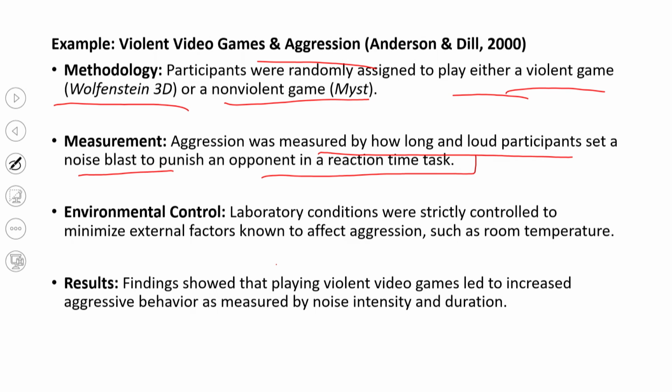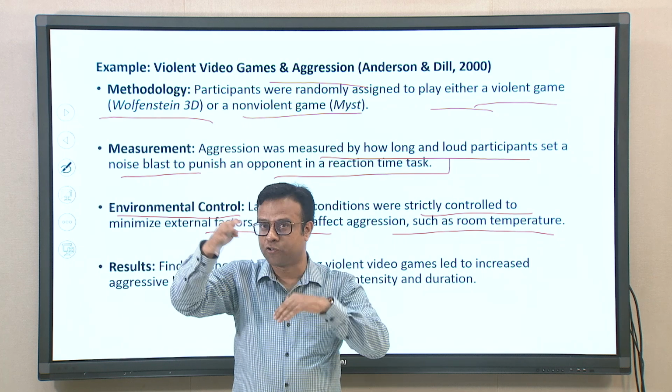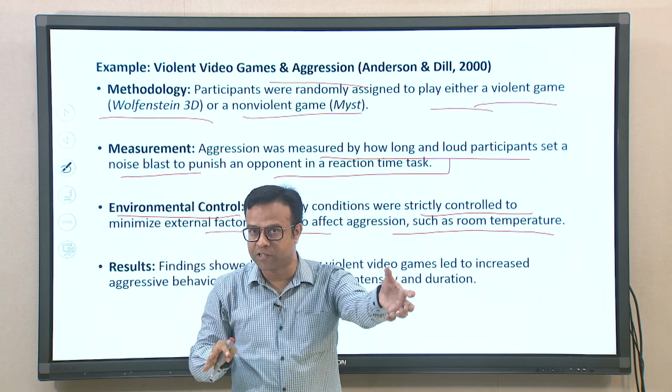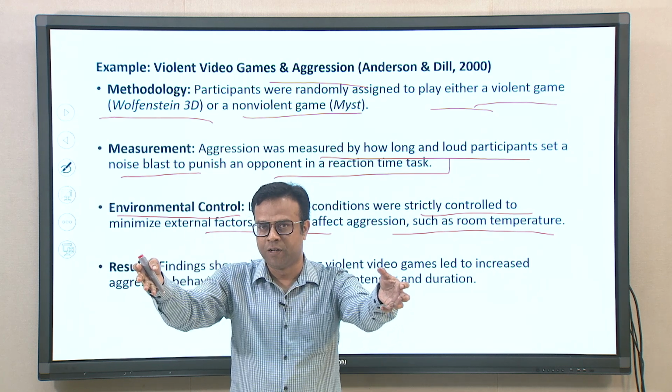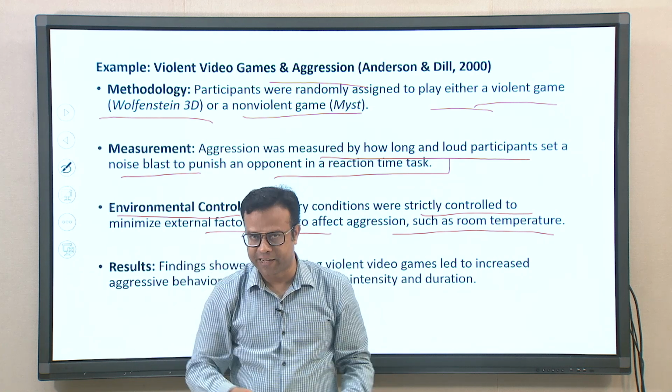How was the environment controlled? So, controlling all the other factors. Laboratory conditions were strictly controlled to minimize external factors known to affect aggression, because they are measuring aggression. Anything else that can affect aggression was removed, like room temperature, because whenever the temperature goes up, people become aggressive. So, they control the room temperature, because room temperature can influence the aggression. So, like this, in an experiment you can control everything. So, these external factors are confounding factors which can influence what you are trying to measure, and they are controlled. For example, in this case, temperature.